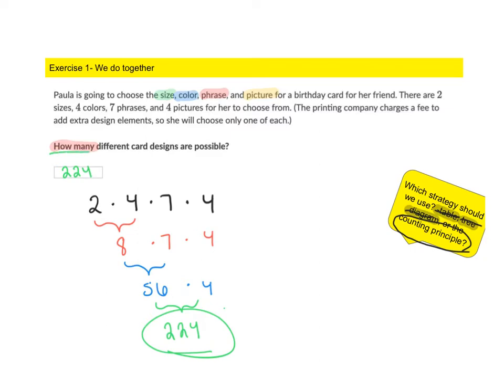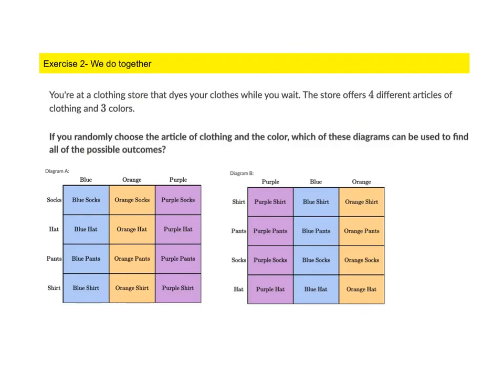Okay, let's continue on. All right, exercise 2. You're at a clothing store that dyes your clothes while you wait. The store offers 4 different articles of clothing in 3 colors. So we have 2 variables here: 4 different articles of clothing and 3 different colors. If you randomly choose the article of clothing and the color, which of the diagrams can be used to find all of the possible outcomes?